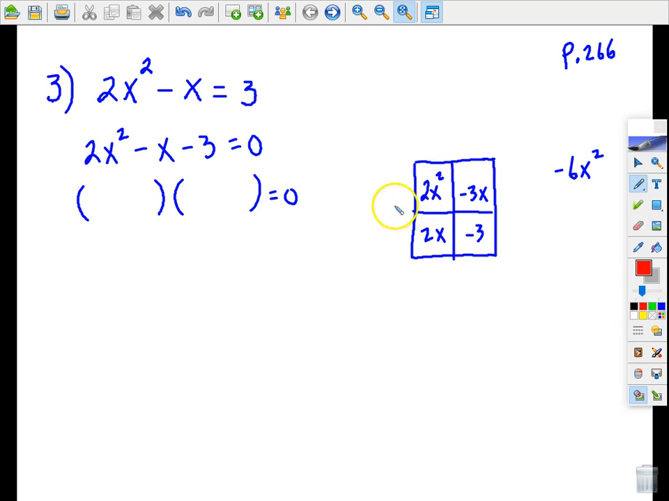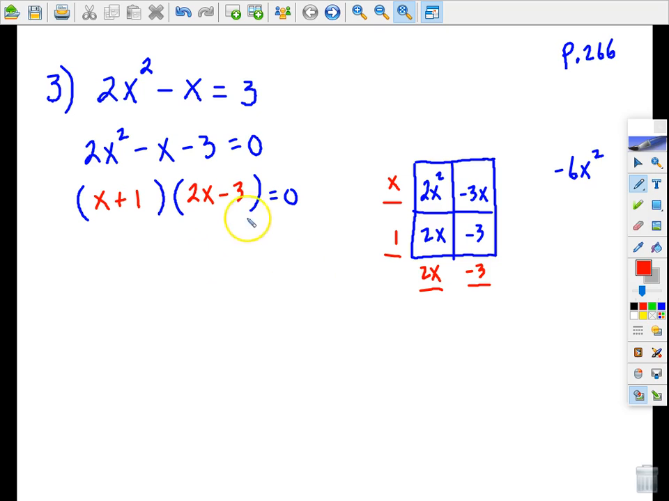Okay, and now just find the 4 GCFs that would be represented in each row and each column. So this top row, the GCF would be x, and the bottom row, the GCF would be 1. For this first column, the GCF is 2x, and this would be negative 3. All right, so this illustrates the factoring. x plus 1 is one of the linear binomials, and 2x minus 3 is the other one.